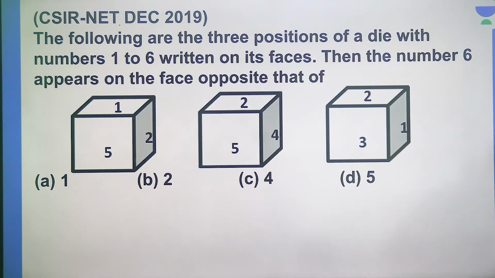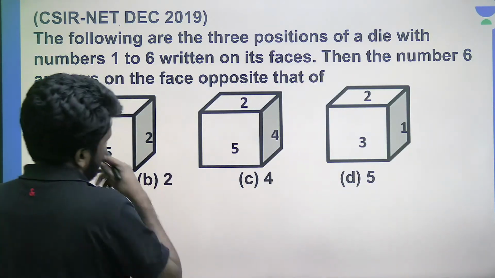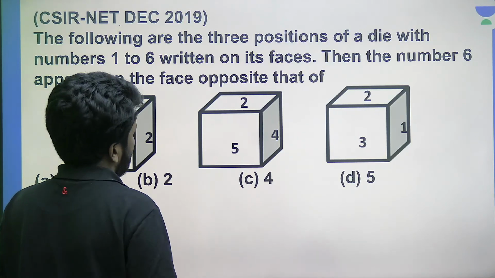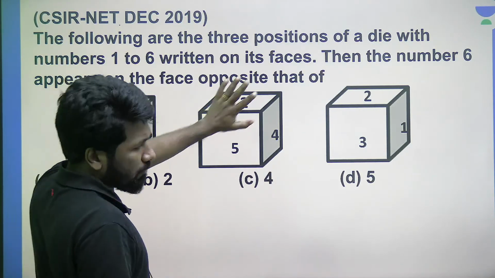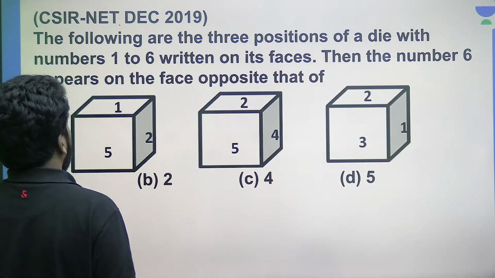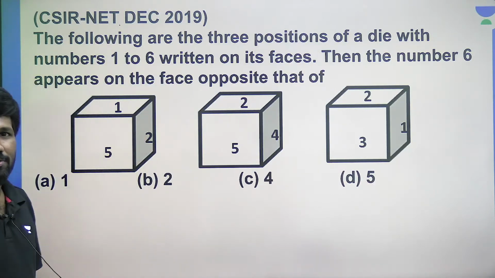Okay, so I'll explain. It's actually a simple question. The following are the three positions of a die. Die means dice. Dice, which is a cube, where the numbers 1, 2, 3, 4, 5, 6 are written on its faces. So this is the same dice, with three different perspectives given. Then the number 6 appears on the face opposite to that. Which face is opposite to 6, or which is the opposite of 6?